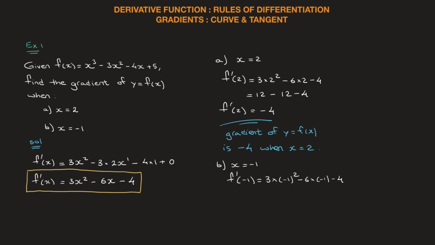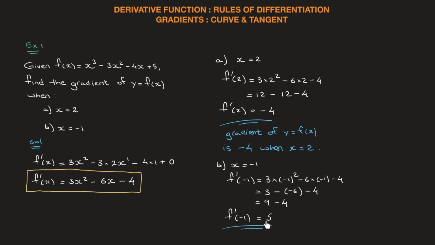minus 4. Now, negative 1 in parentheses squared is just 1, so we have 3 times 1, which is just 3, minus 6 times negative 1, which is negative 6, minus 4. And now 3 minus negative 6 turns into 3 plus 6, which is 9. So that's equal to 9 minus 4. And finally, 9 minus 4 is 5. So we can go ahead and state that f dash of negative 1 is equal to 5.